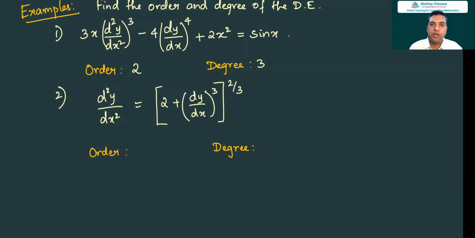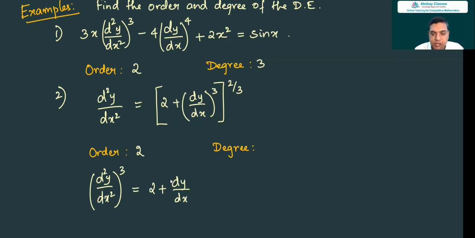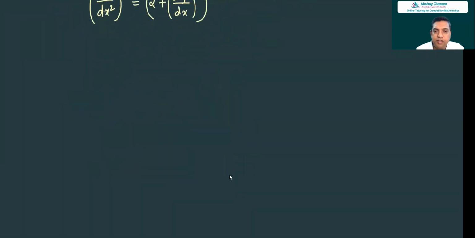Good. Order is 2 because of dy by dx and d square y by dx square. Now to get the degree, we have to free this from the fractional power. This radical, it is the cube root. So this radical sign has to be removed. For that, we cube on both sides. So of course, this becomes a polynomial.